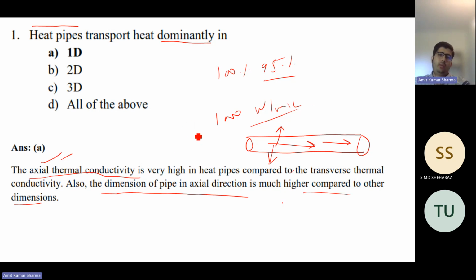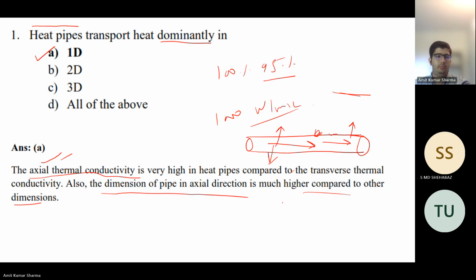Because the axial length will be very high and the transverse dimension is this, so the diameter is not very thick, only very thin sides are there. So the dimension of the pipe in the transverse direction is not so high. This is also a reason. So the correct answer is A. Heat pipes transport heat dominantly in the 1D direction, one dimension. So that is the axial direction.